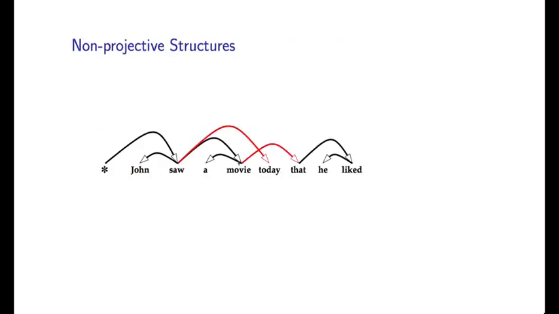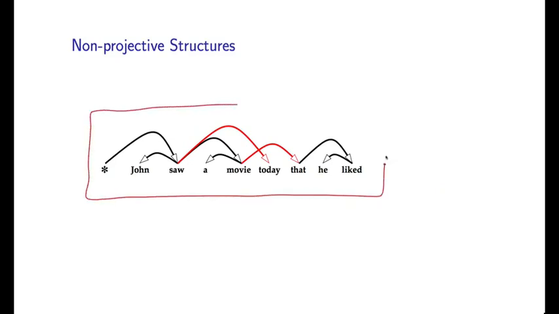Let me just talk a little bit more about these crossing dependencies. So what I've shown you here is a dependency parse structure which does have one of these crossing dependencies. So notice here we have a crossing dependency. Structures which allow these crossing dependencies are often referred to as non-projective structures. And they can actually be useful in some scenarios, and depending on the language and the constructions involved, you can actually see these kind of non-projective structures.